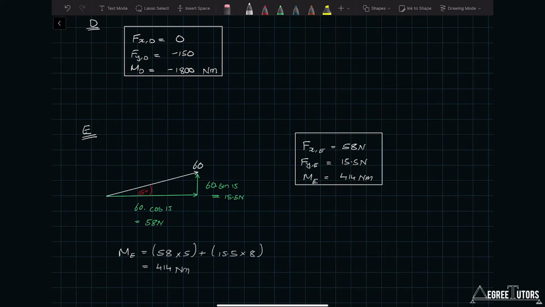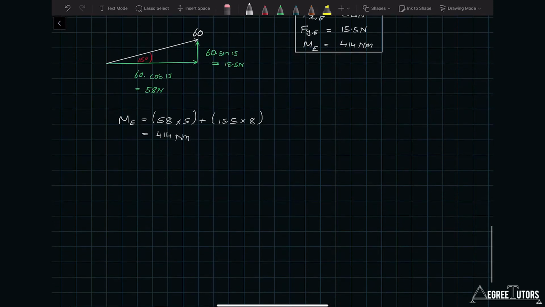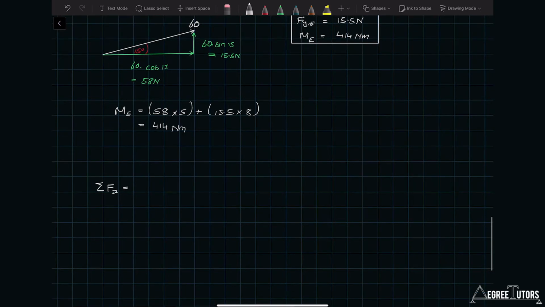All right, at this point we can work out the sum of the forces in the x and y direction next. So we'll say the sum of the forces in the x direction, and that's just a matter of counting up all of our horizontal force components. So we'll have 60 plus 61.4 minus 187.9 plus the 58, which is going to give us a negative 8.5 newtons.